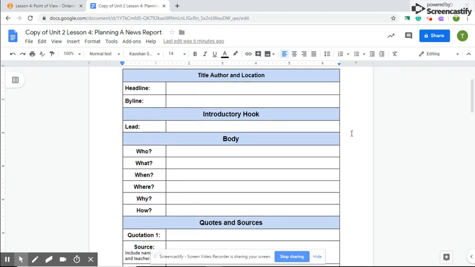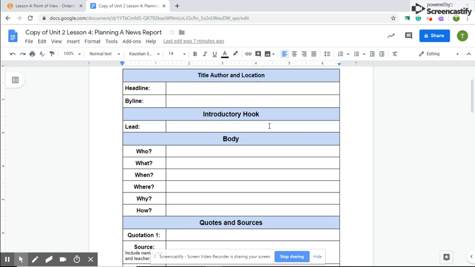Everything comes from your imagination. Just make sure whatever you're writing about is obviously appropriate, and is a topic that would appear in a mainstream newspaper or magazine, please. So what is the headline? Write the headline down. What would be your byline? What would be your lead?